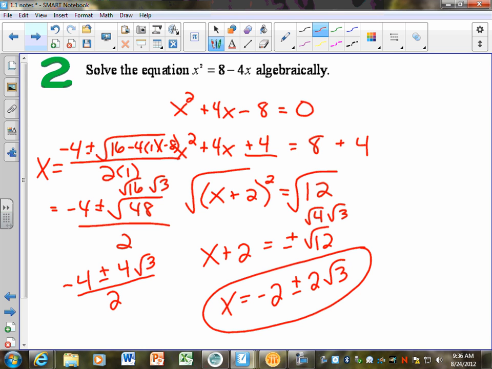Then you can break it up into 2 separate fractions, or maybe you just see that you can divide 2 into both of these, and you are going to get negative 4 divided by 2 is negative 2, plus or minus 4 divided by 2, which is 2 with a square root of 3.